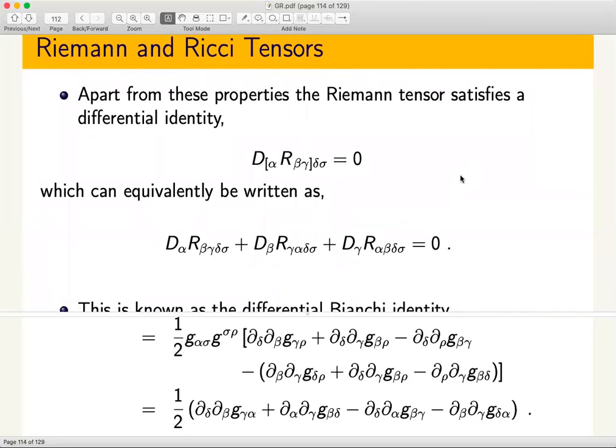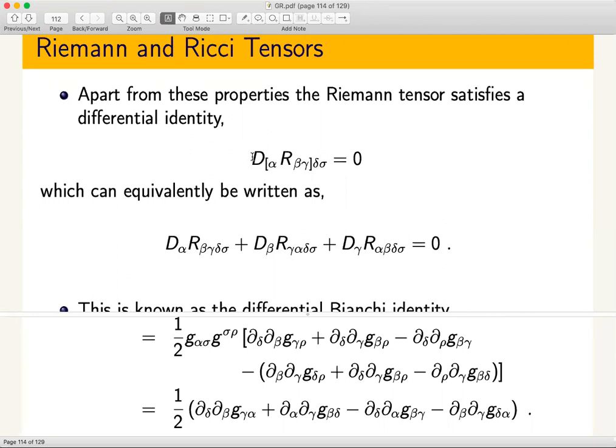To do that, let's look at one more condition. So far, whatever we have looked at are algebraic conditions. Algebraic conditions reduce the number of components that a tensor has. This is a differential identity, so it does not reduce the number of components. If you take a covariant derivative of the Riemann tensor, we know that the covariant derivative has a property that it maps a tensor to a tensor. Therefore, the covariant derivative of the Riemann tensor is a tensor again.